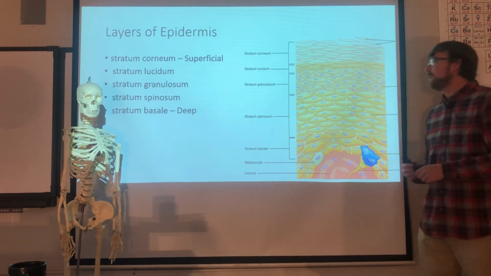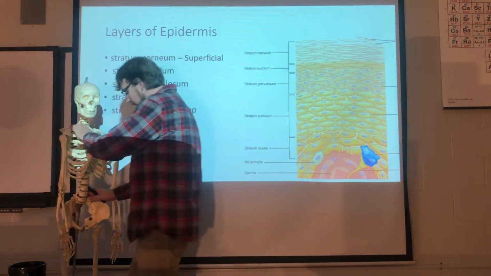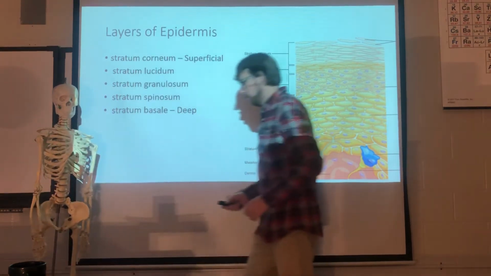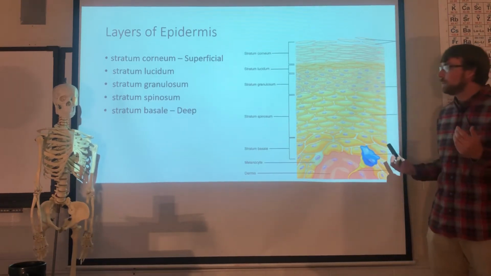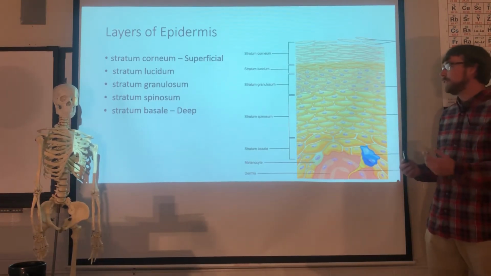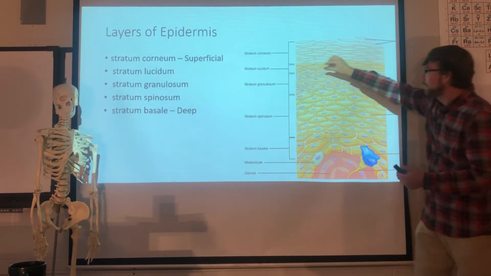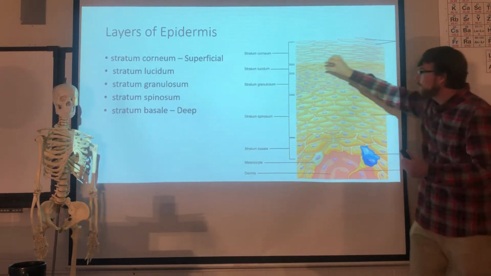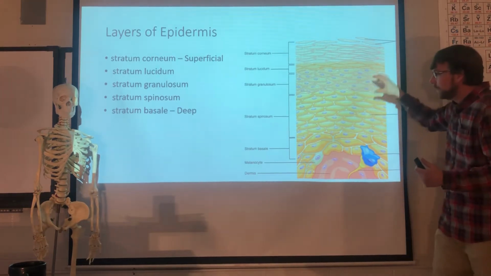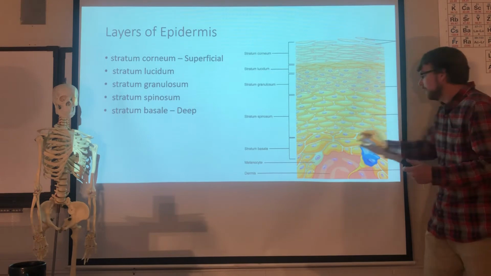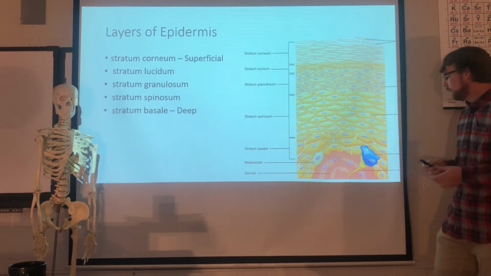So the layers of the epidermis from the most superficial to the deepest are the stratum corneum, the stratum lucidum. This we only find in thick skin. Stratum granulosum, stratum spinosum, stratum basale is the deepest layer.